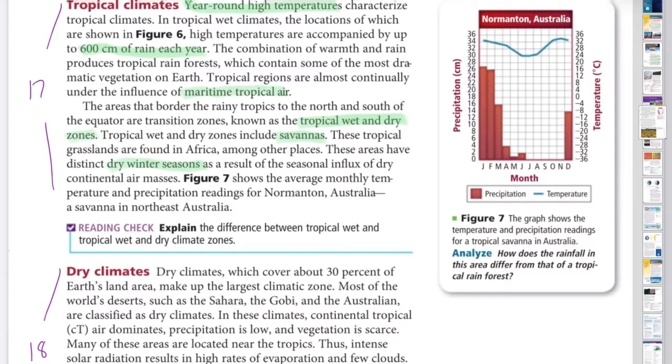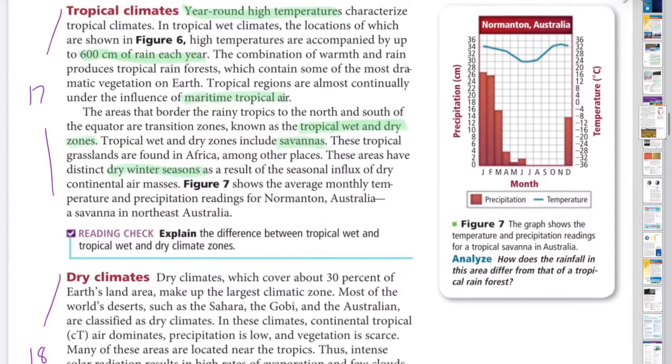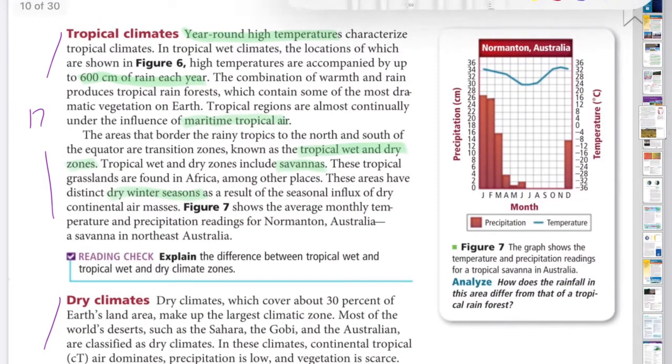Figure 7 shows average monthly temperatures and precipitation readings for Normanton, Australia, a savanna in northeast Australia. So if we look over here, we see January, February, March. You have a lot of rain. You have a lot of rain in December. So this would be your wet season. And then May, June, July, August, September, October, that would be the dry season.